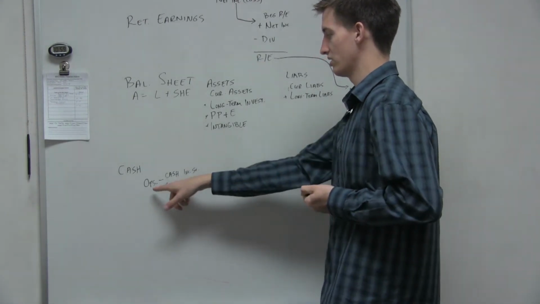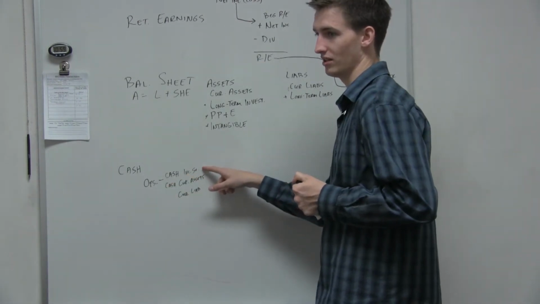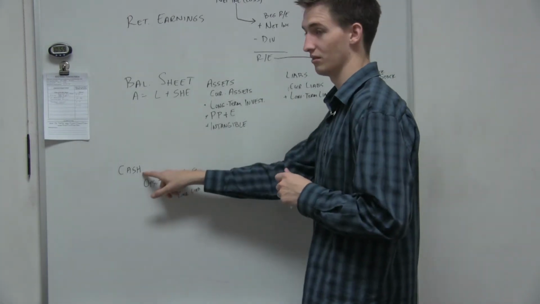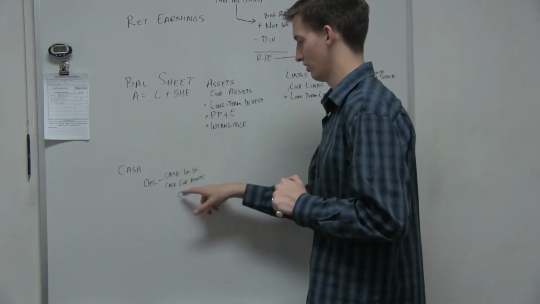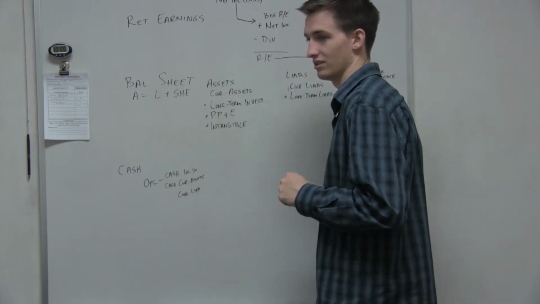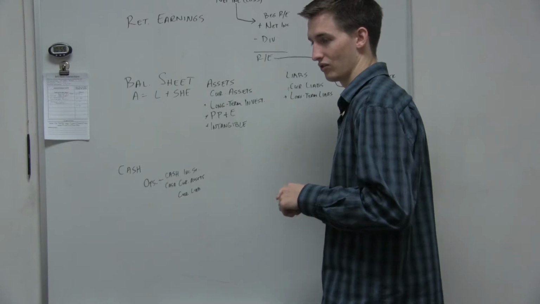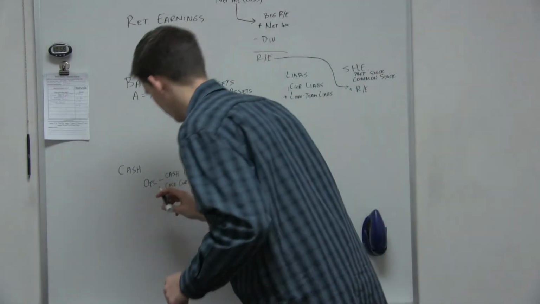So most of the things in the operating section are going to be income statement things. They're only cash, right? That's the important thing to remember. So then it's those current assets and liabilities. A lot of those things in those sections will end up there. Okay, so what else goes in there?